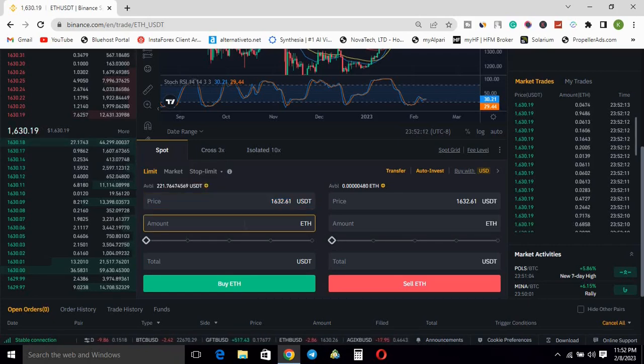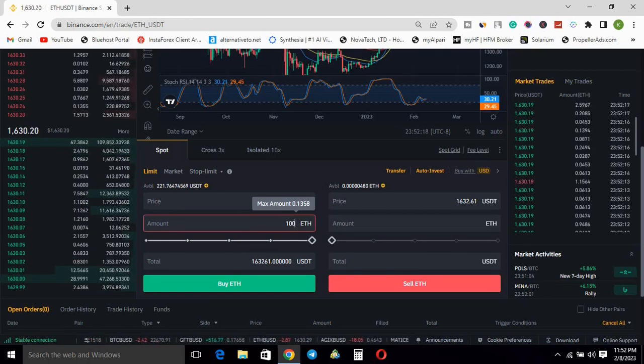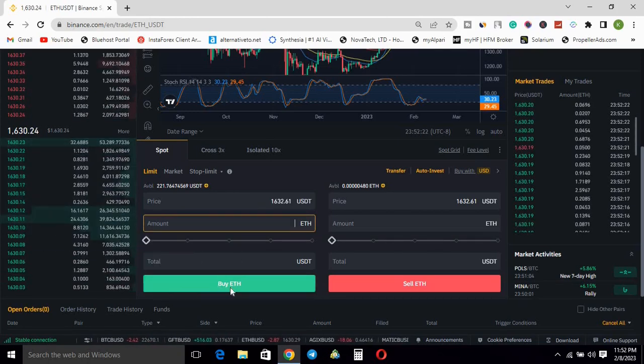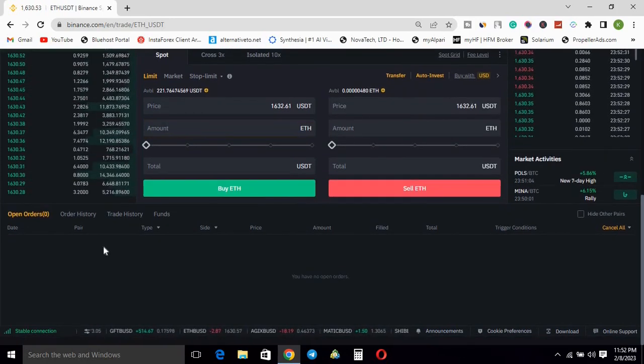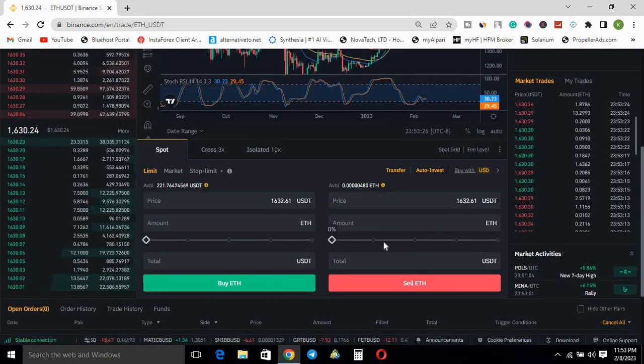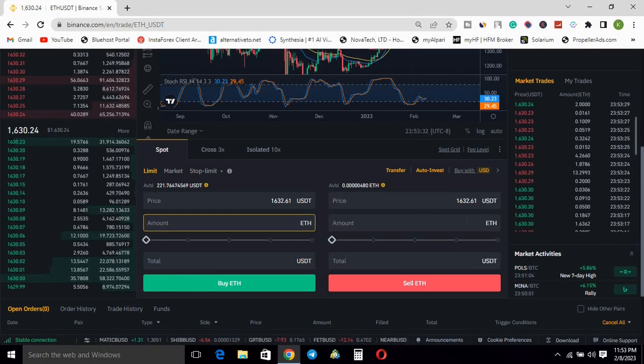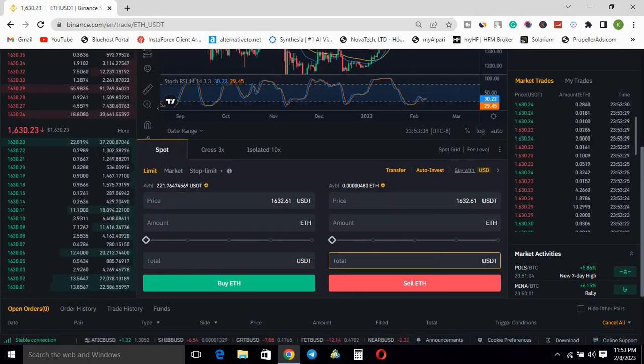Then you can also put in the amount that you want to buy with, then go ahead and hit buy, and your limit order will be set right here. So same thing, different way. If you want to sell your Ethereum at a specific price, then you can go ahead and set a sell limit order. This sell limit order will sell your Ethereum at the exact price that you set in the future.